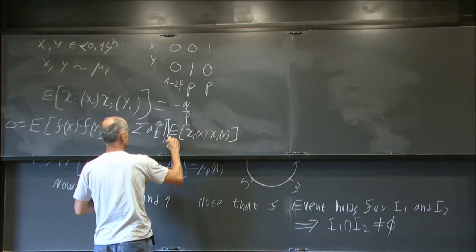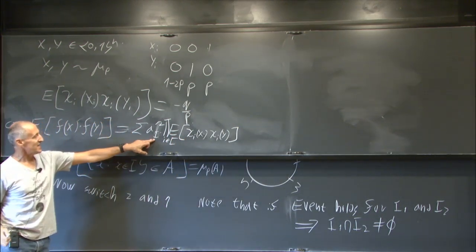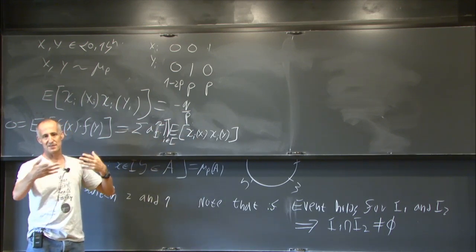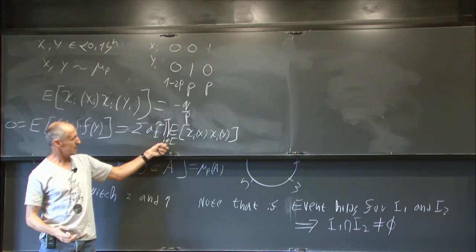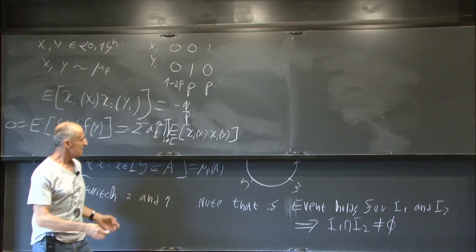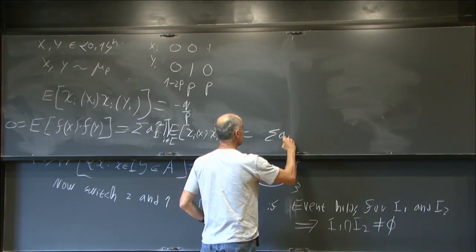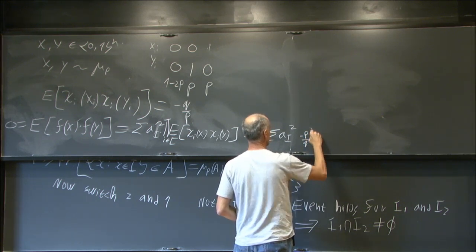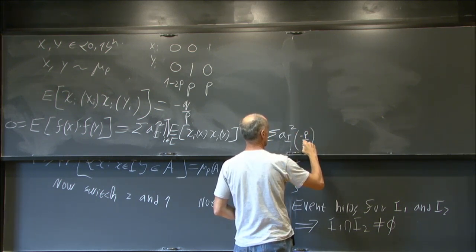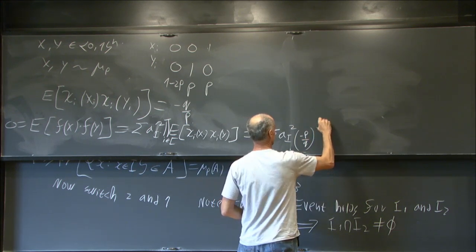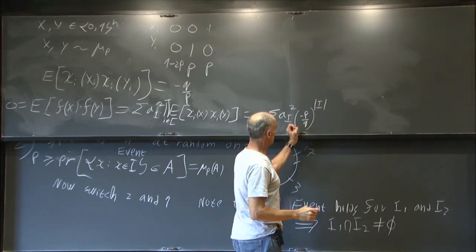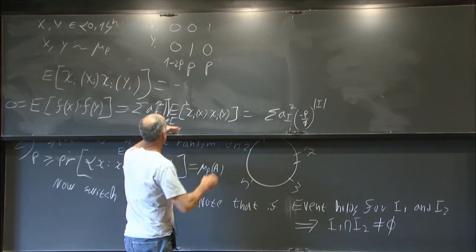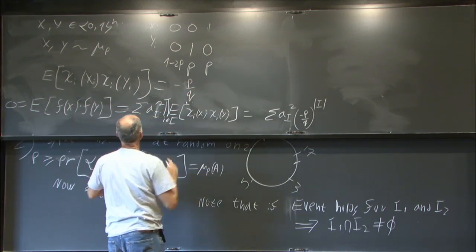Product over I. So for every set I, I have these expectations, but what happens on different coordinates is independent, so I can multiply it, but for one coordinate it is dependent. So what I get here is some a_I squared times minus p over q to the power of the size of I. Is that right? Yeah, it should be minus p over q.